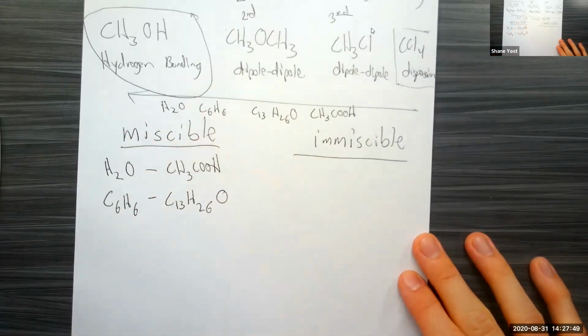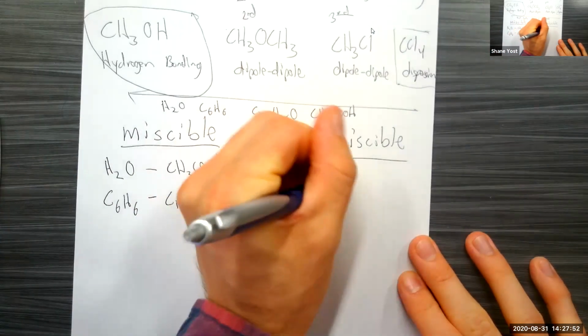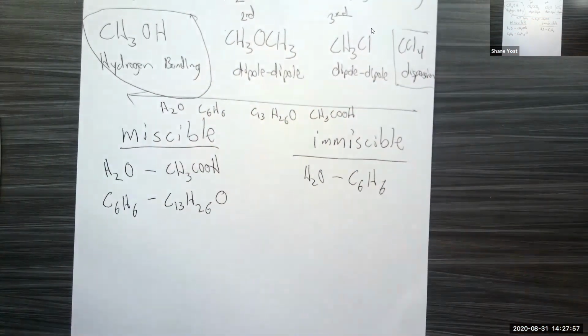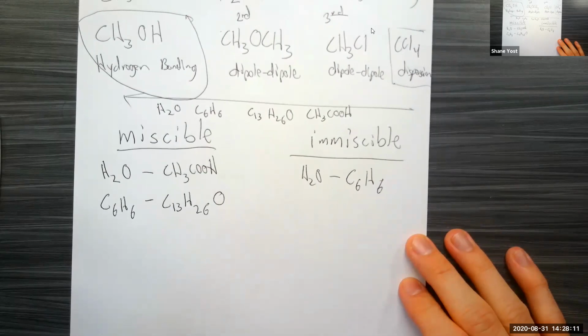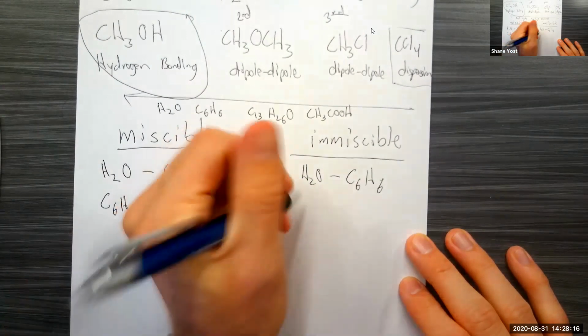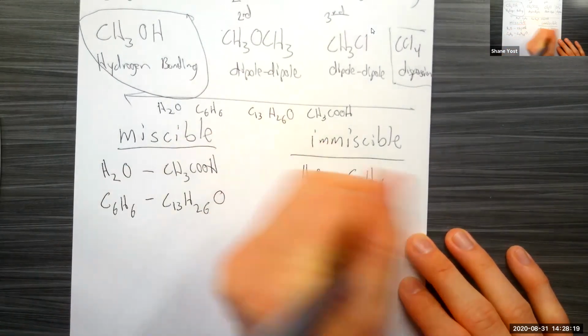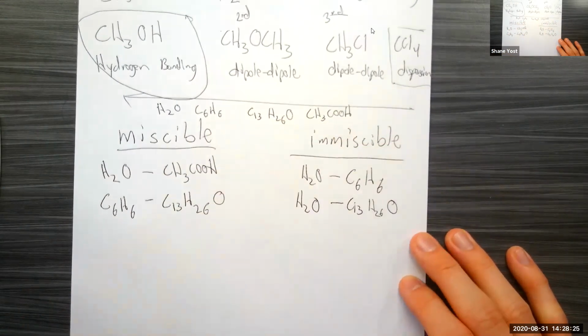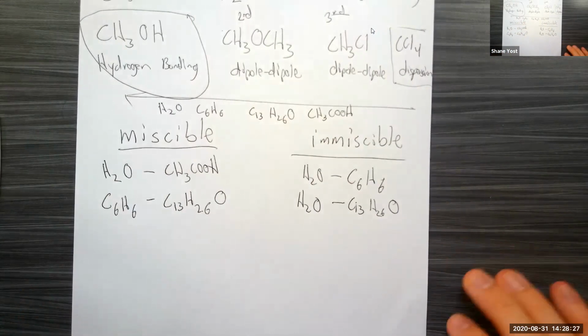Similarly, let's look at some of the immiscible ones. Things like H2O with C6H6. These are not going to mix together because H2O has hydrogen bonding type interactions, and C6H6 is just dispersion. And the same thing is going to be with H2O and C13H26O. That's 4 out of the 6 pairs.